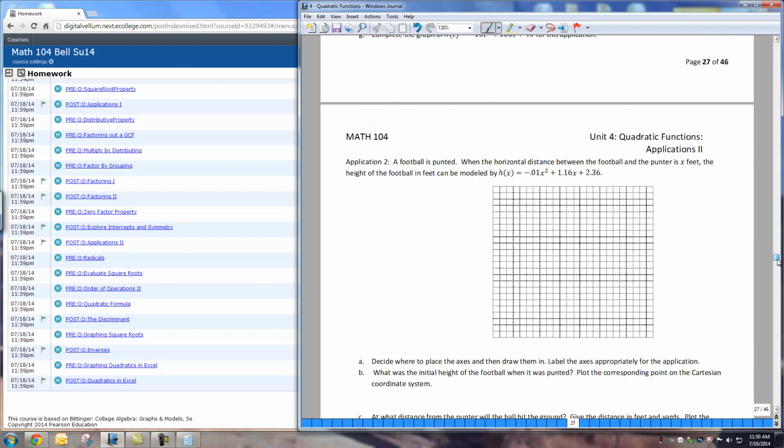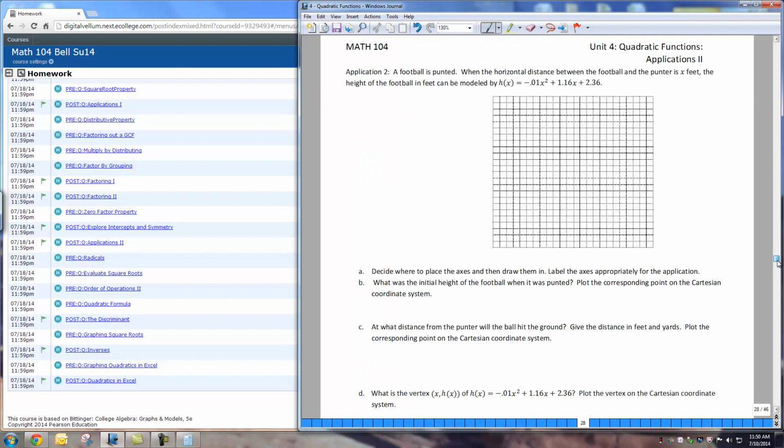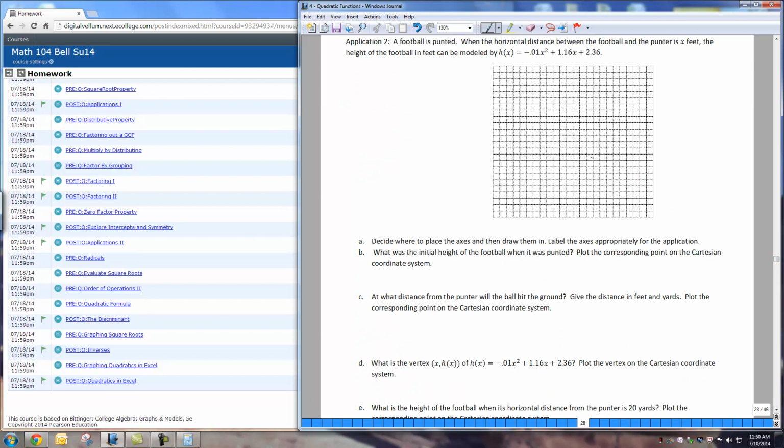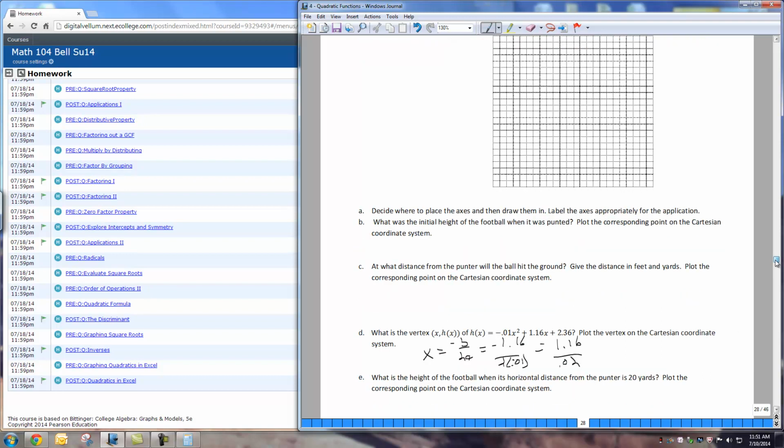Same type of stuff here. Maximum height is at the vertex where you find your x values, negative b over 2a. So here x would equal negative b over 2a. So it's negative 1.16 over 2 times negative 0.01, which is a negative over a negative, which is good. So it becomes positive, 1.16 divided by 0.02. So that'll give me the x value where the vertex happens, and you've got to plug it back into the function to get the y value where the vertex happens.